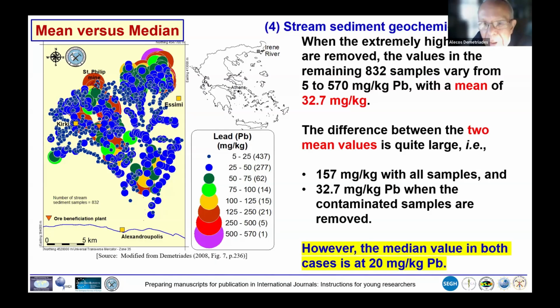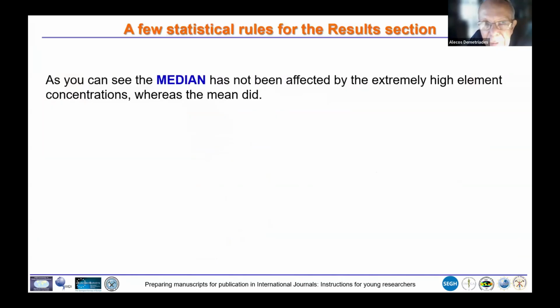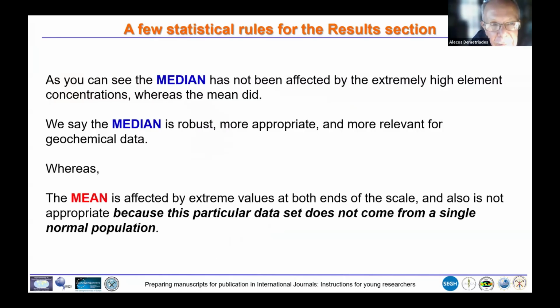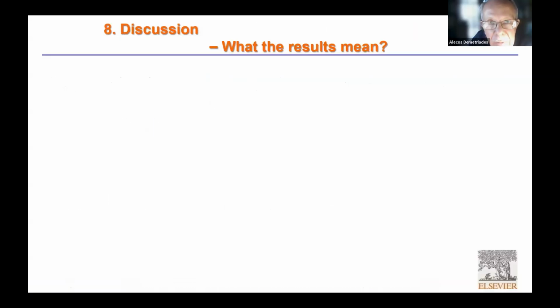However, the median value in both cases is at 20 milligrams per kilogram lead. So the conclusion is that the median is not affected by extreme values on either side of the scale. So we say the median is robust, more appropriate, and more relevant for geochemical data, whereas the mean is affected by extreme values at both ends of the scale and also is not appropriate because this particular dataset does not come from a single normal population.